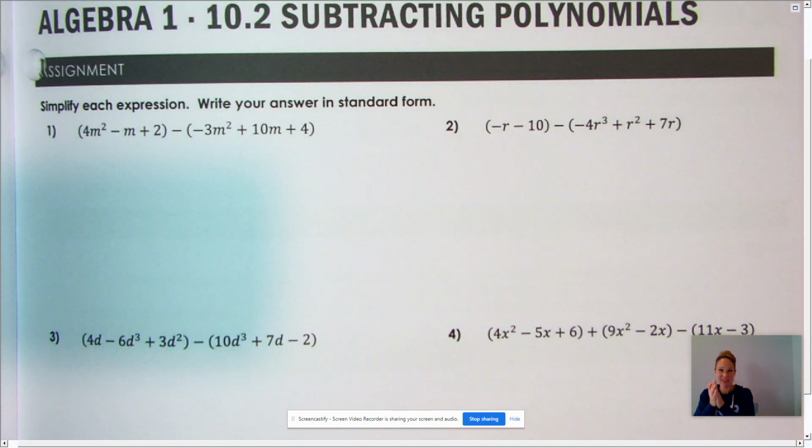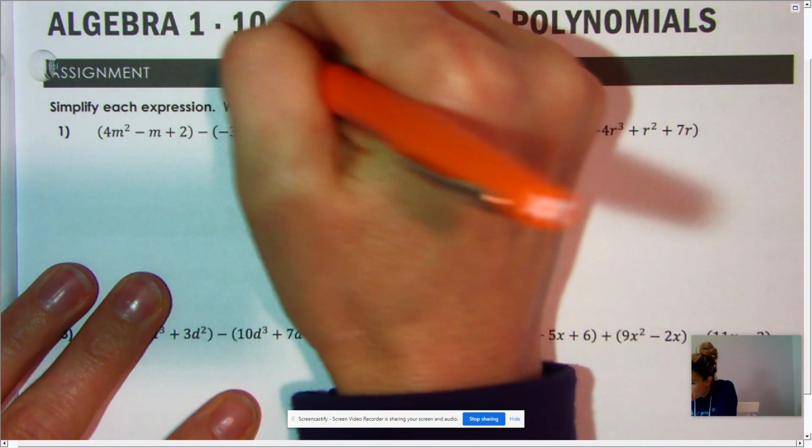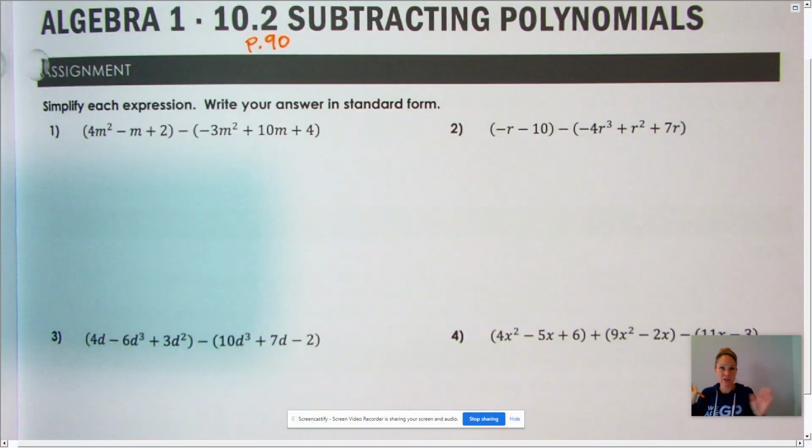All right. So here's your homework for 10.2. We are on page 90. So I'll write that at the top, page 90. So make sure you're at the right page in your book as we're following along.